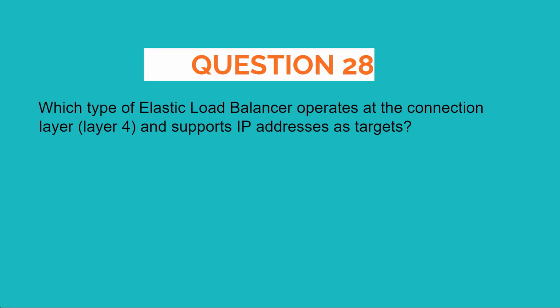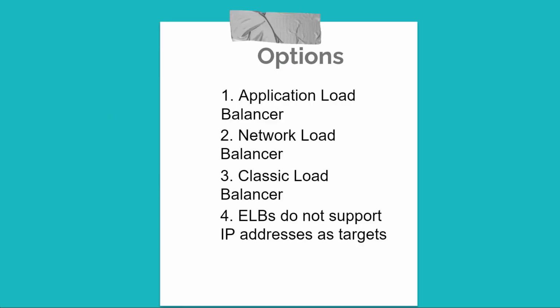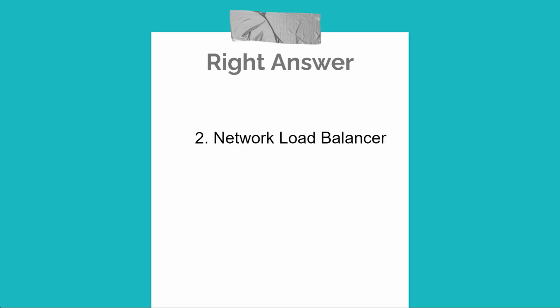Question 8. Which type of elastic load balancer operates at the connection layer, layer 4, and supports IP addresses as targets? Option 1. Application load balancer. 2. Network load balancer. 3. Classic load balancer. 4. ELB do not support IP addresses as targets. Right answer is 2. Network load balancer.